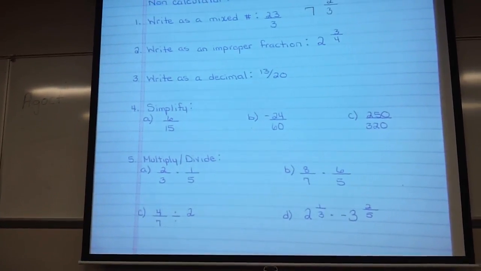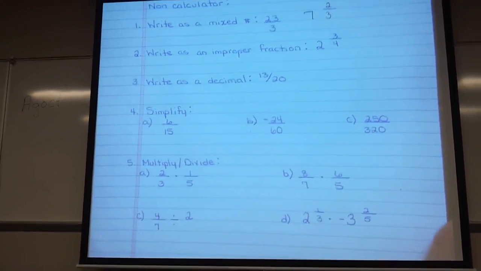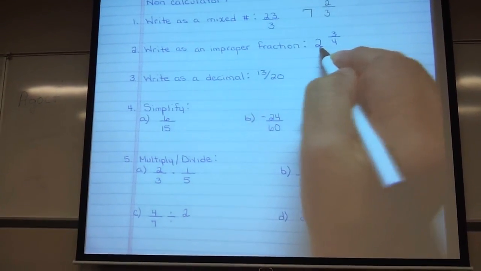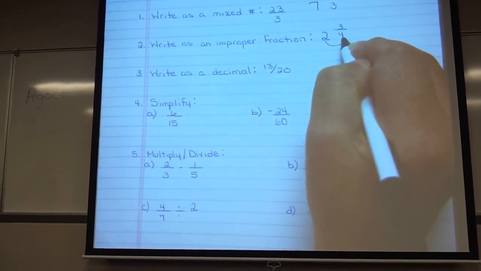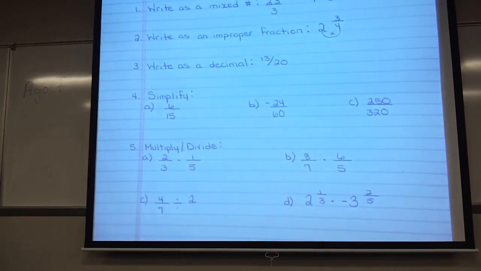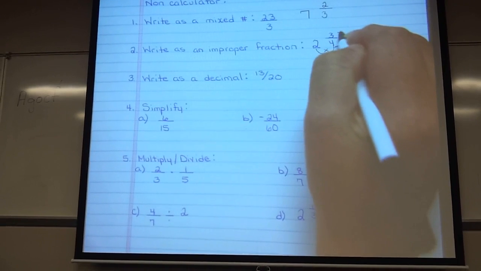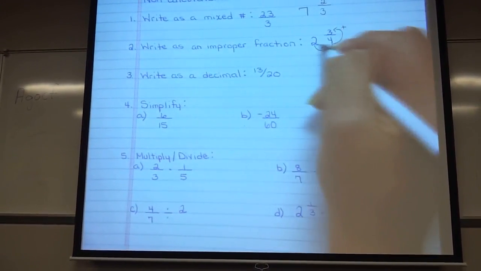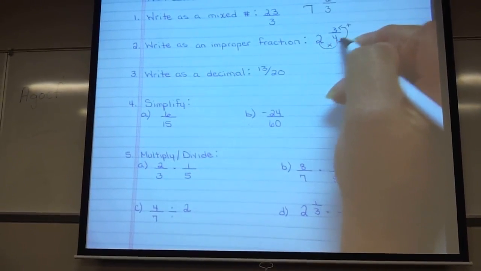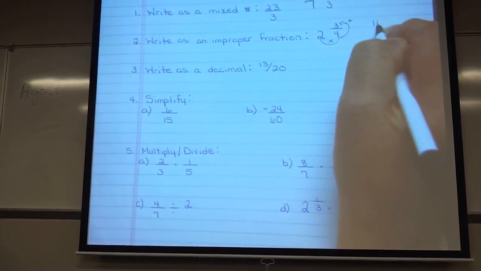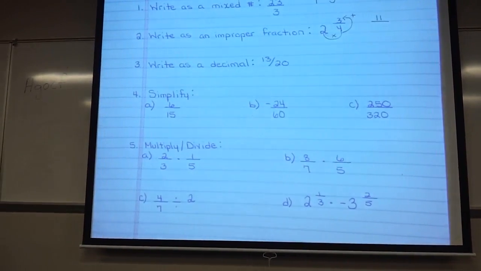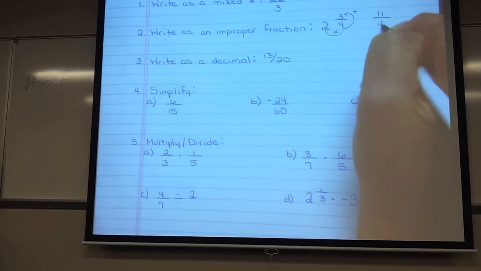With number 2, write as an improper fraction. Remember, you're just going to say whole number times the denominator, so you're going to multiply those, which is 8, and then add the top. So we've got 2 times 4 is 8, plus 3 is 11, and what do I keep it over? 4.